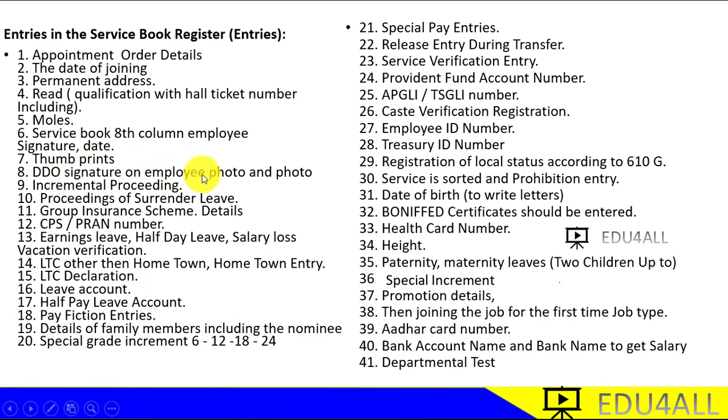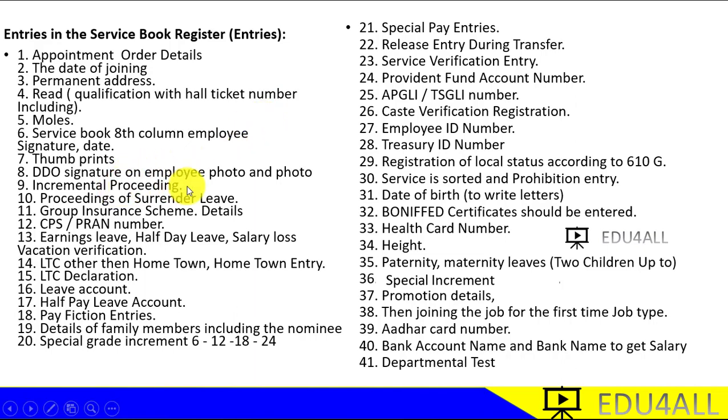Then DDO signature, employee photo and your photo. DDO is nothing but drawing and disbursing officer. If you are working in a higher secondary school, your HM will be your DDO. If you are working in a high school, your secretary and correspondent or your HM will be your DDO.